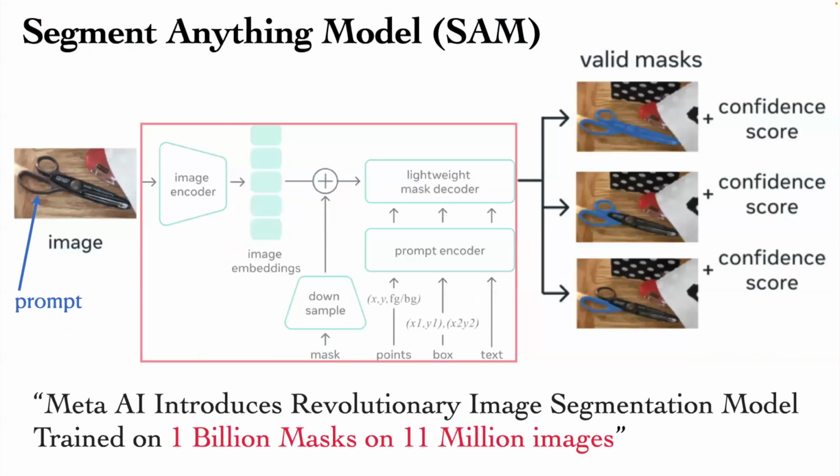Here's another example, Segment Anything Model. And now there's more, Depth Anything, right? Meta introduced this revolutionary image segmentation model trained on 1 billion masks on 11 million images. You can see that it takes an image and a prompt, for example, a point prompt, and tries to output possible segments that contain that point. Now, I modified the diagram to shrink it. That's not so important. I want you to recognize that they already have a need to spit out the 3 possible segments, okay?